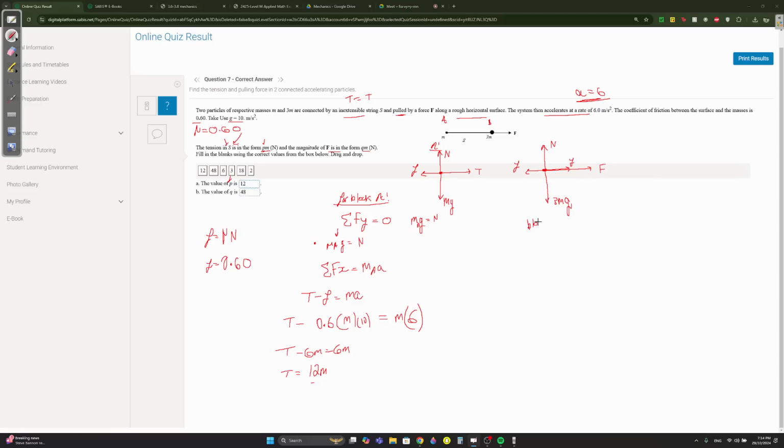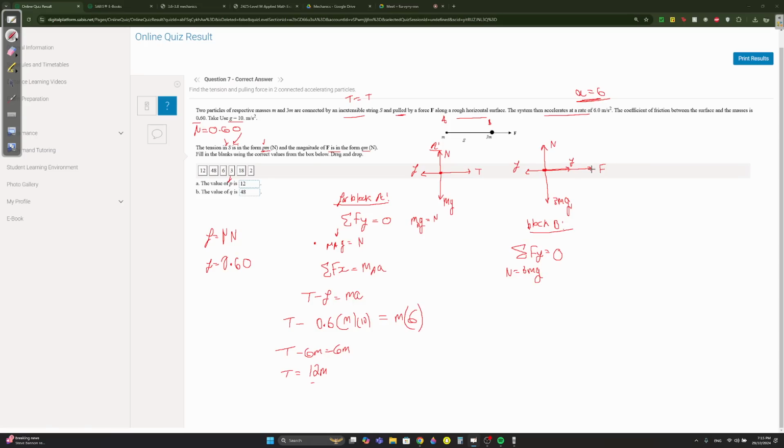This is block B. Sigma Fy. Is it going up and down? No, so it's 0. What vertical forces do I have? I have N and I have 3mg. So N is equal to 3mg.